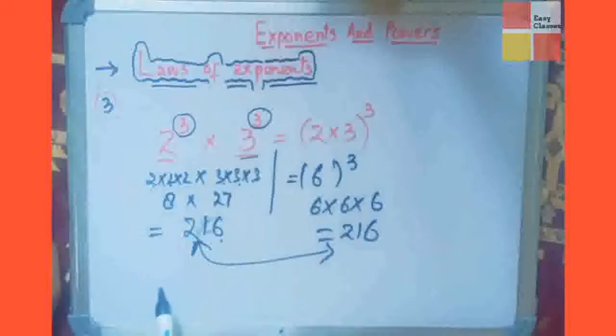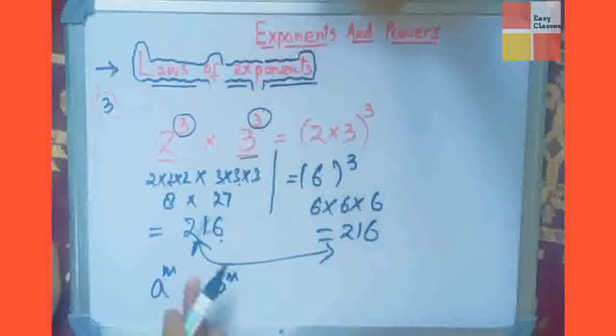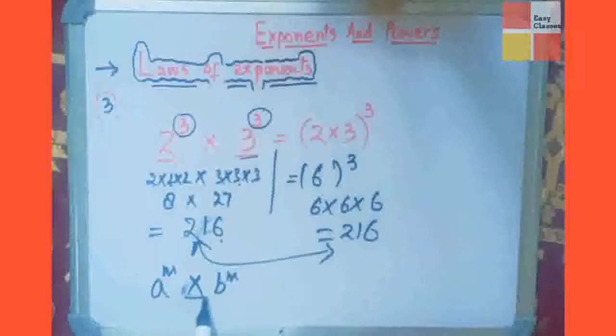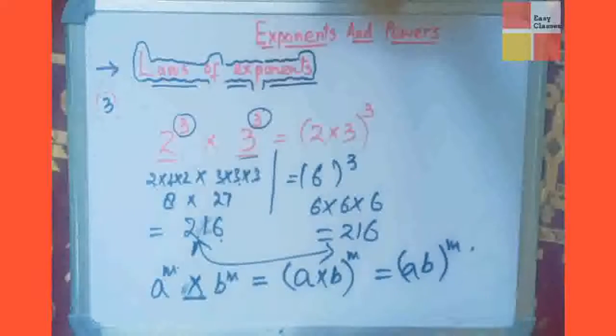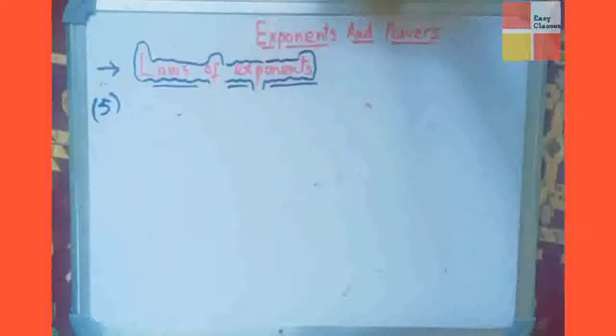So we can put this in a general form: a raised to power m times b raised to power m. Remember that, this law is applicable when there is the operation of multiplication. Then it is a raised to power m times b raised to power m is equal to a into b, that means ab raised to power m. Okay, this is the fourth law of the exponents.